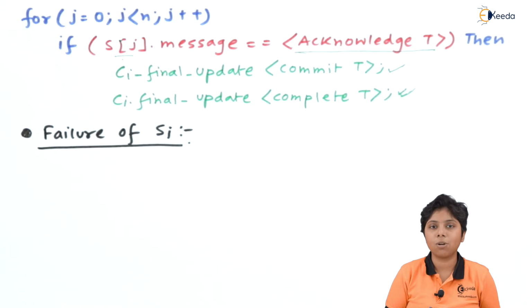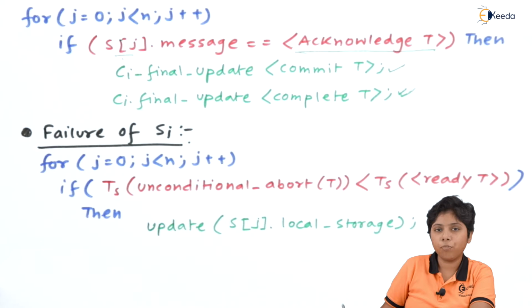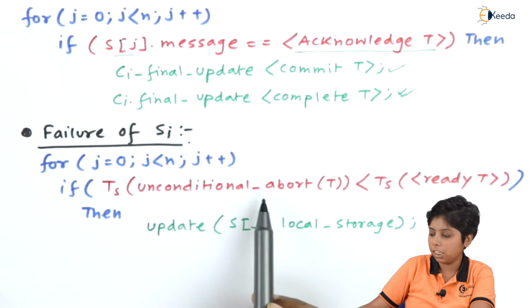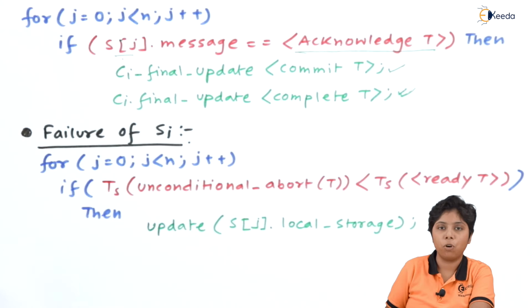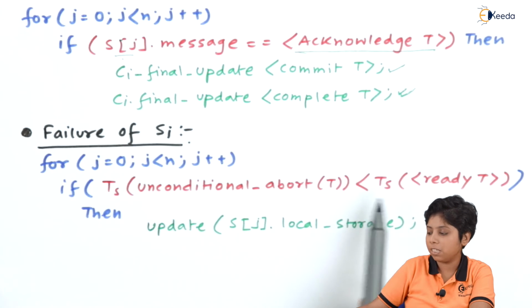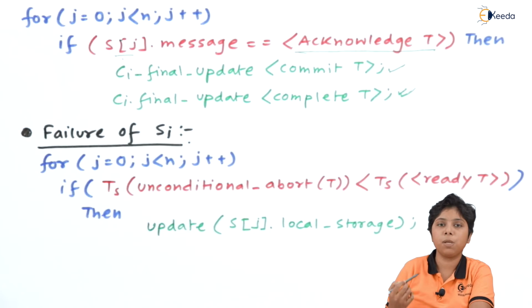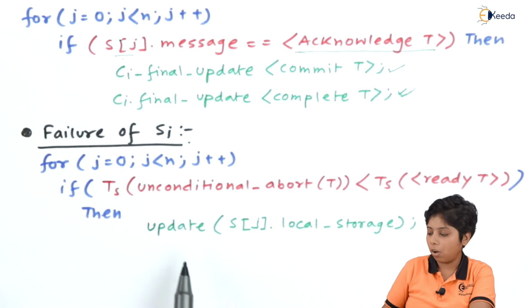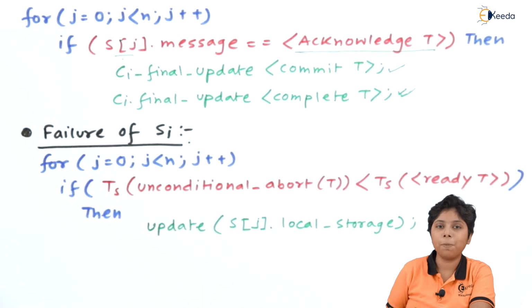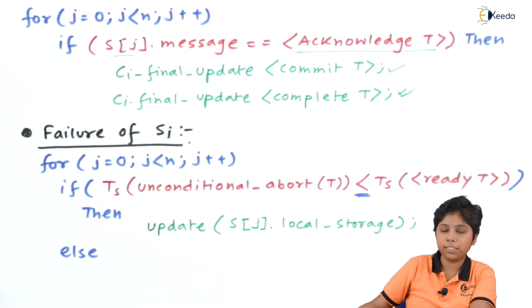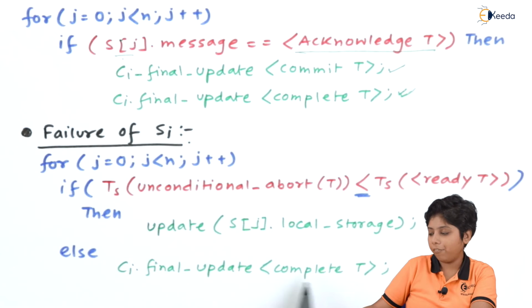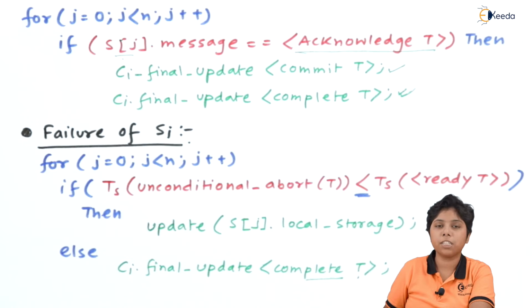Now how can we construct this? The first part is that for an unconditional abort, if it is T and its timestamp is before the ready T, that means the failure occurred before the ready T was sent to the coordinator site. So we can directly update the site's local storage about the failure. What happens if the ready T has already been sent to the coordinator? Here the else case specifies that it is greater than this timestamp. Other than that, the coordinator will finally update with the complete T because it just ignores the failures on this site.